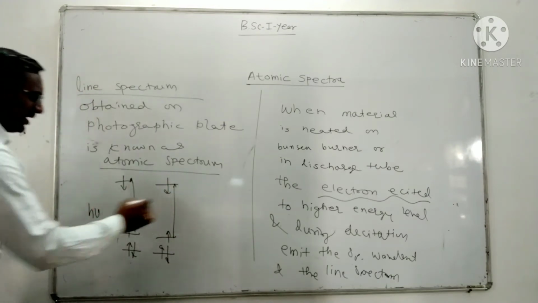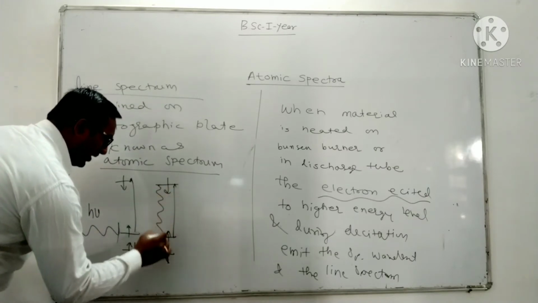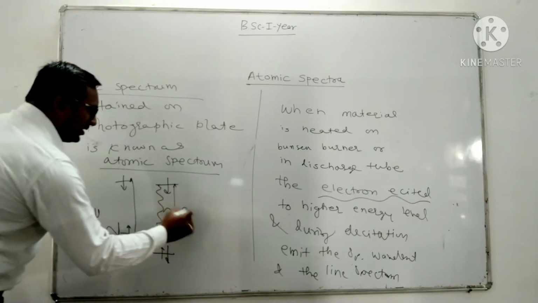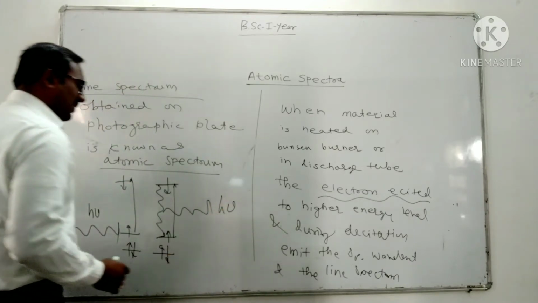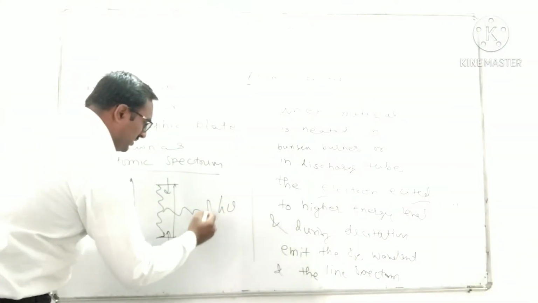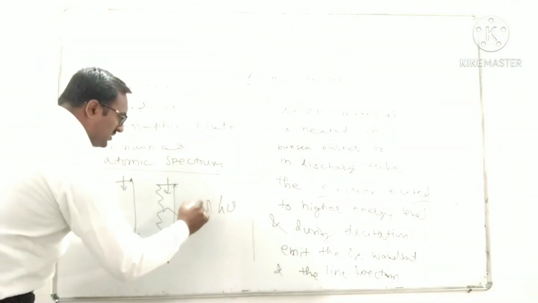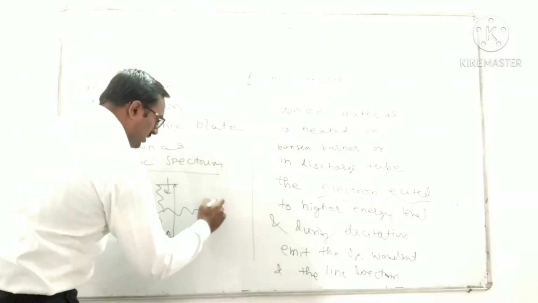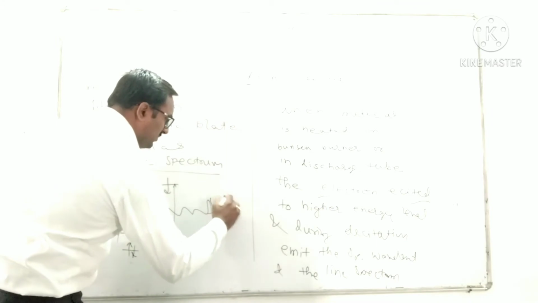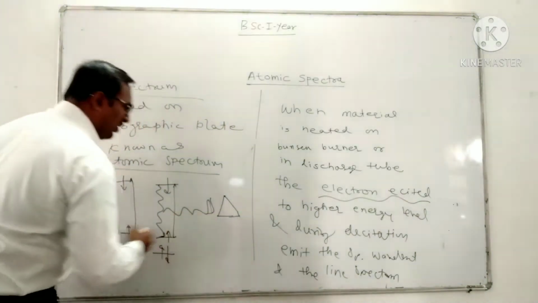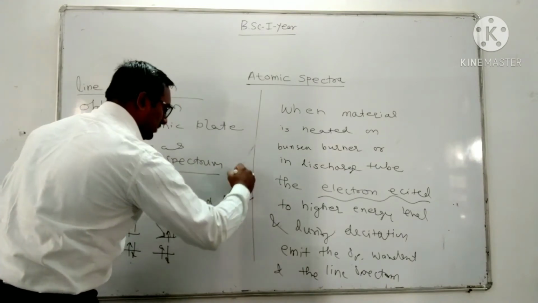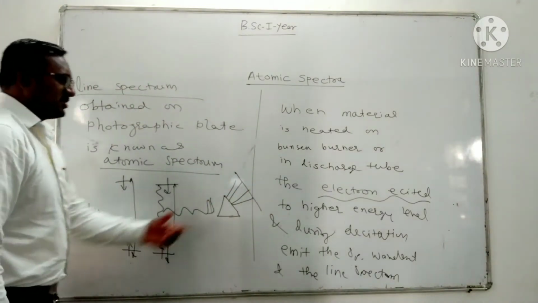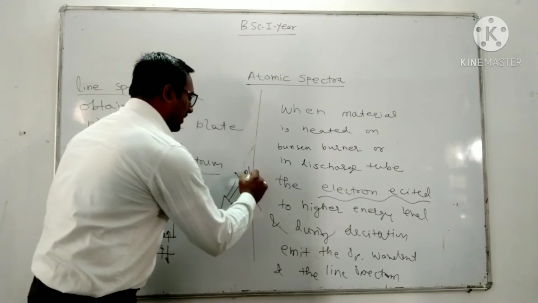During the de-excitation process, they emit some amount of radiation or a photon. That photon is monitored or passed through a prism. Suppose this photon is passed through a prism or diffraction grating or some monitor, we get some bands, some lines on the photographic plate.